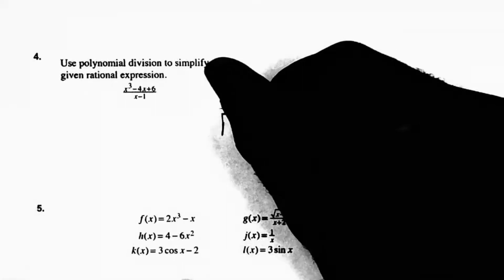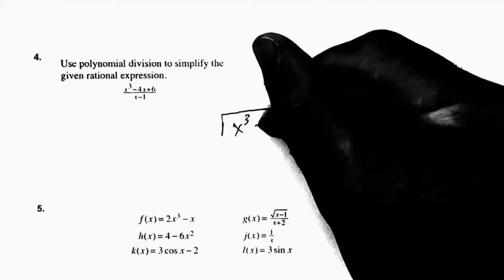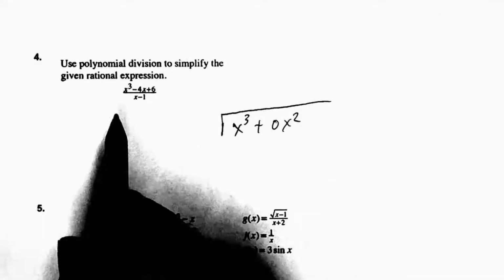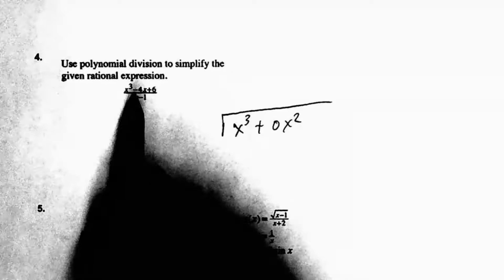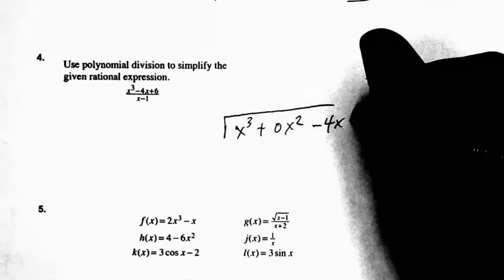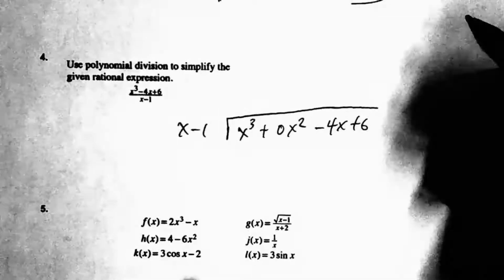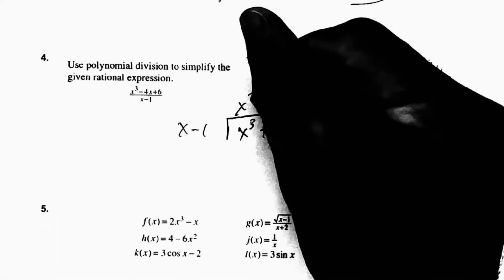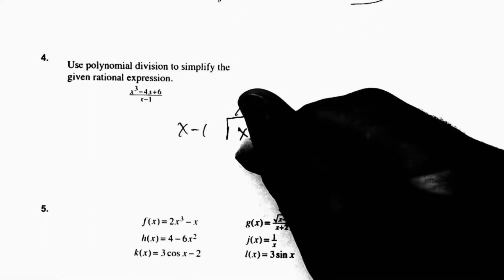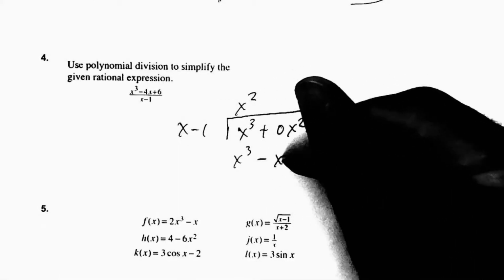Okay. Polynomial division. Okay, this is what we've been doing in class. This one's a little bit tricky because we need a placeholder, x cubed plus a 0x squared. Notice in our function, say we don't have an x squared, you got to put a placeholder here. Okay, minus 4x plus 6. And on the outside, x minus 1, and then you multiply. What times x is x cubed? That's x squared. X squared times x is x cubed. X squared times negative 1 is negative x squared.